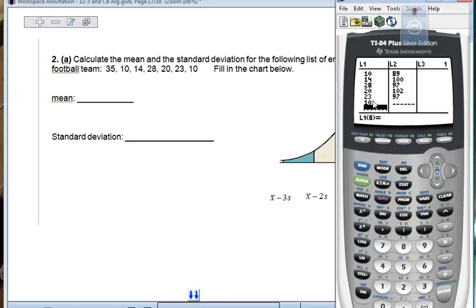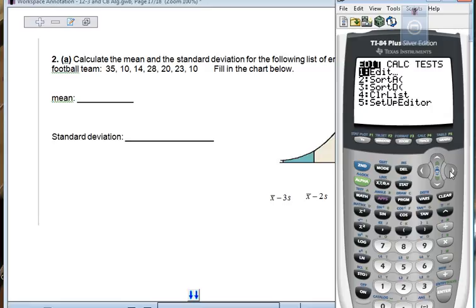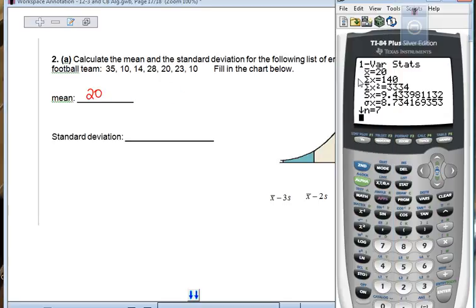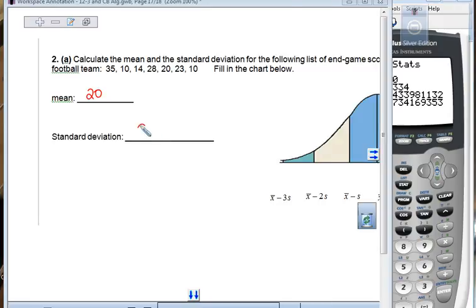So I'm going to hit Second, Quit, and I want to hit Stat, and I want to go to Calculate. Calculate our variable stat, so that's number 1, and our information is in list 1. So go ahead and hit second 1, and there's our X bar. So our X bar is 20, so our mean is 20, and our standard deviation, we're looking for the sigma here, and we're looking at 8.73. And I actually rounded this to 9.